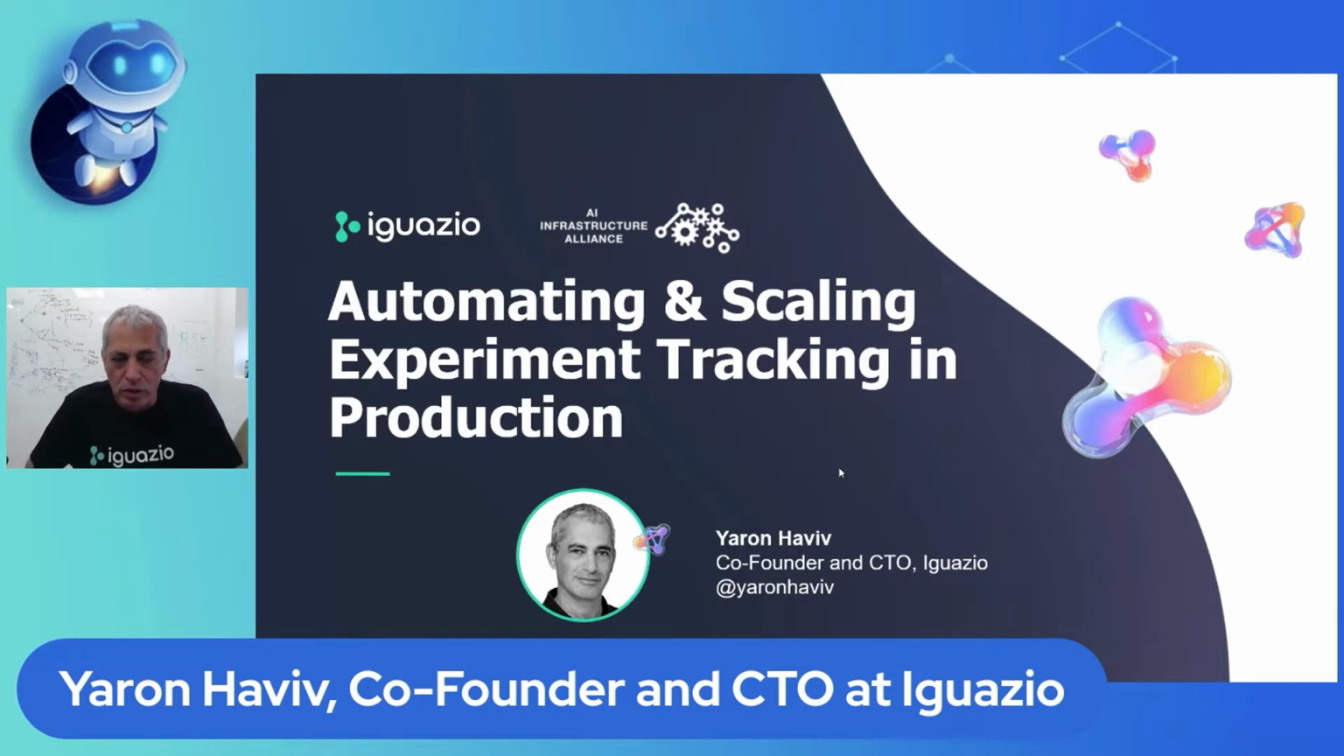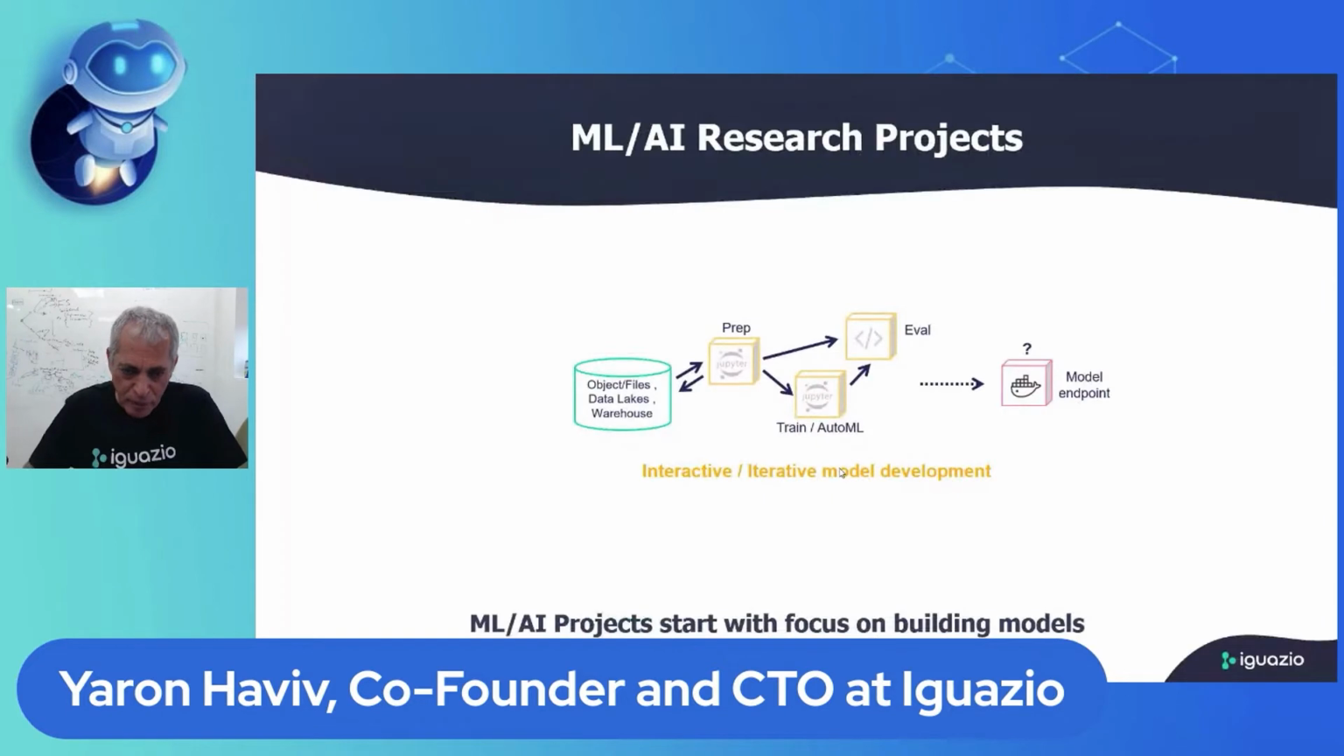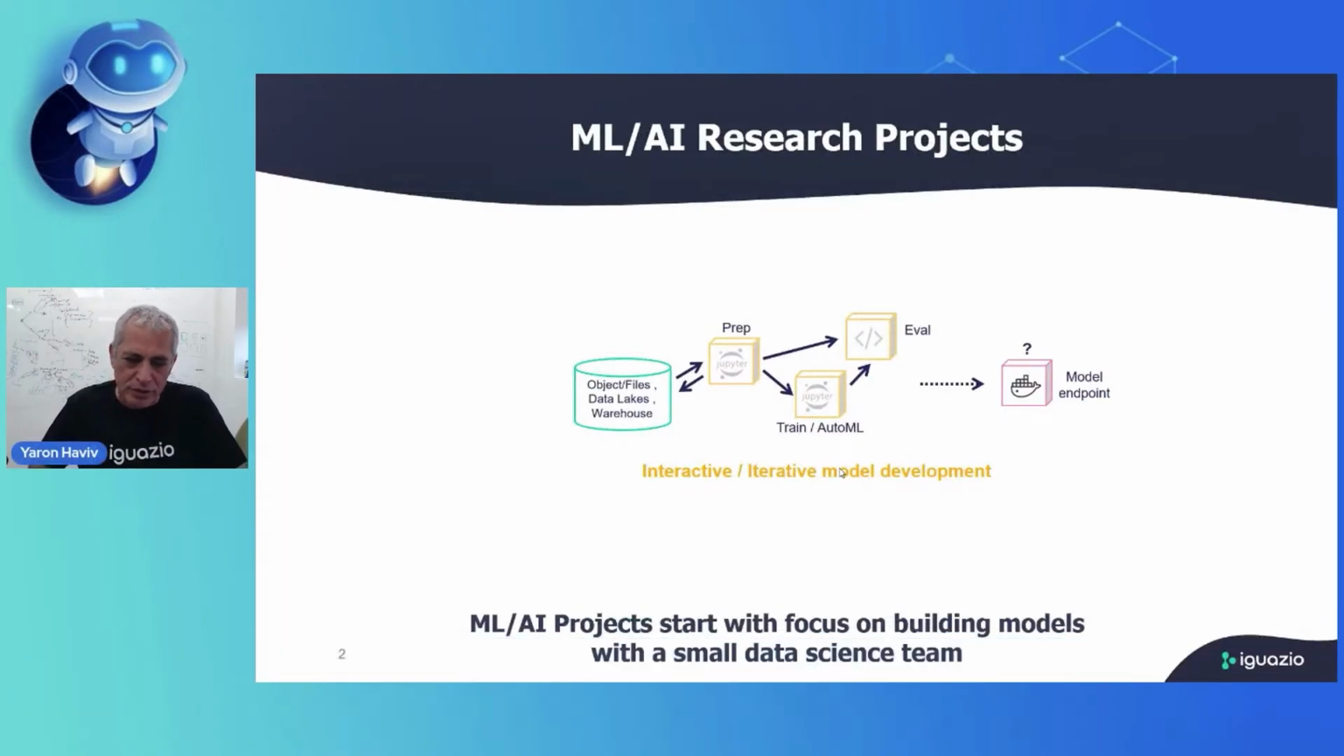And what we're going to discuss today is how to automate and scale experiment tracking in production. In general, we're going to speak about production pipelines and also how they specifically relate to tracking of various artifacts and experiments. Before we dive into understanding how to do it right in production, let's understand the different steps, what we need to do, and how it works today.